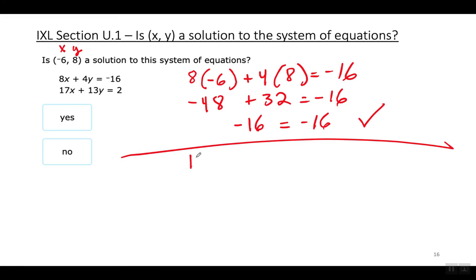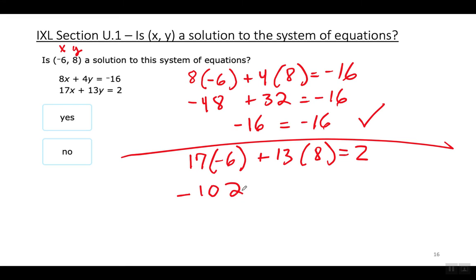On the bottom, I'm going to have 17 times -6 plus 13 times 8 equals 2. 17 times -6 is going to give me -102. And 13 times 8 is going to give me 104. -102 plus 104 is positive 2. All right, so yes, this is a solution to this system of equations.